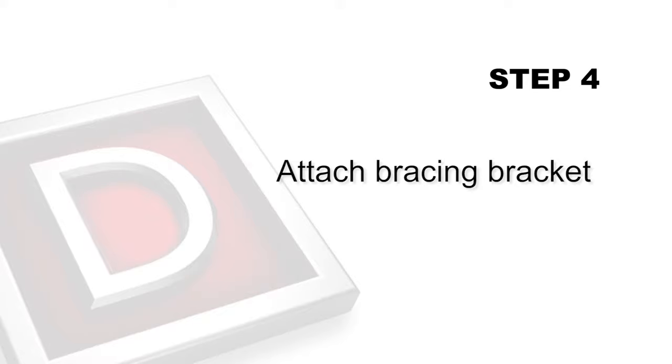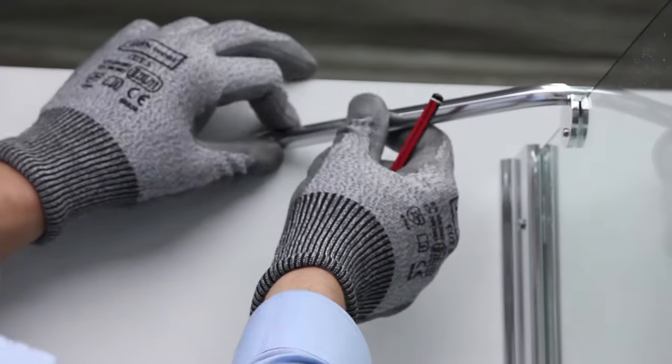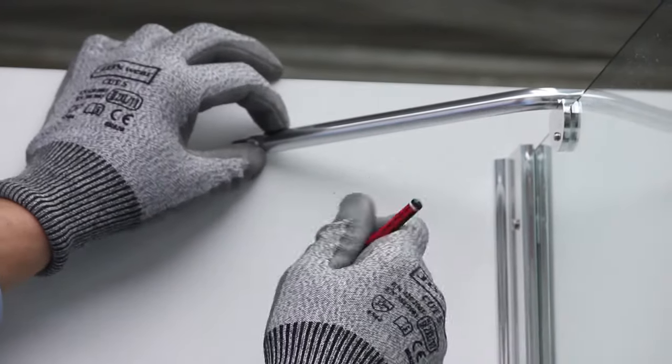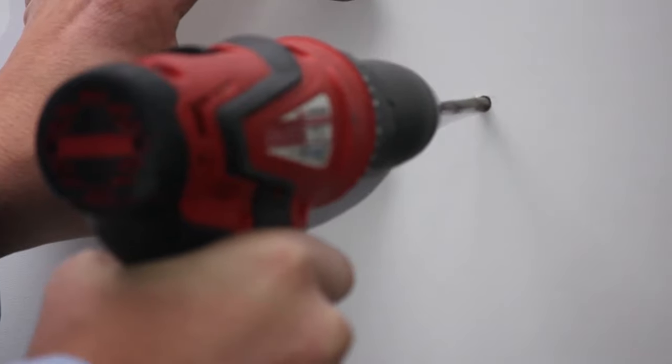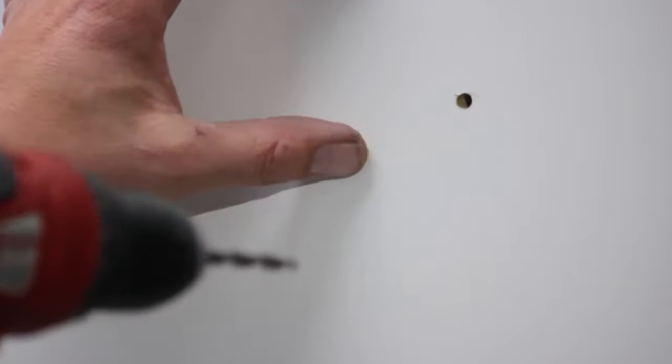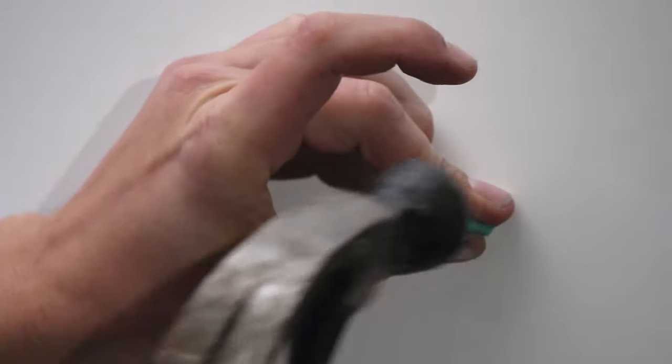Step 4. Attaching bracing bracket. Place bracing bracket on the top of the fixed panel and slide bracket into position. With a pencil, mark the area where the bracket meets the wall. Remove the bracing bracket and drill a 6mm hole. Use a masonry drill bit if drilling into tiles and insert wall plugs provided.